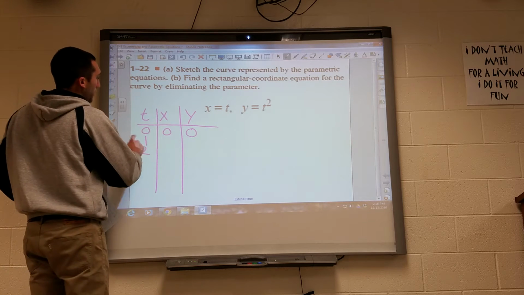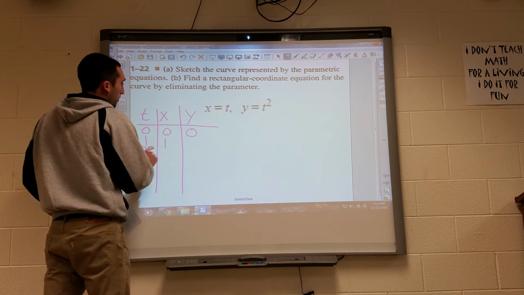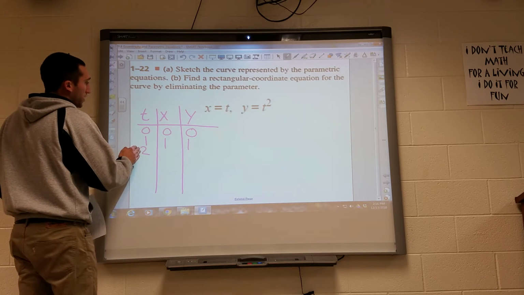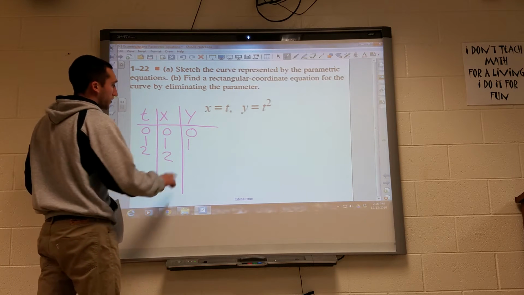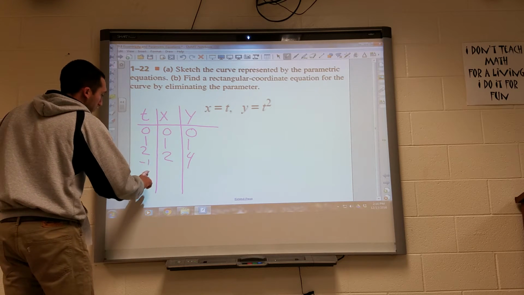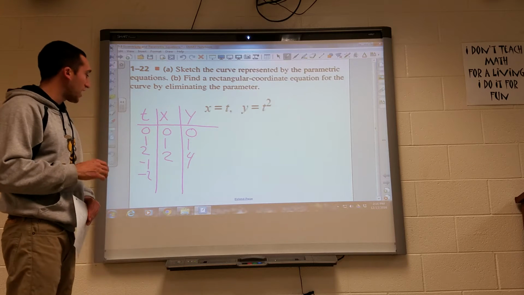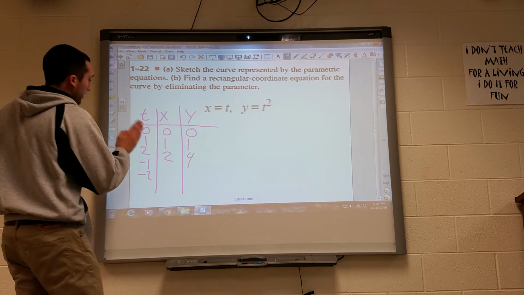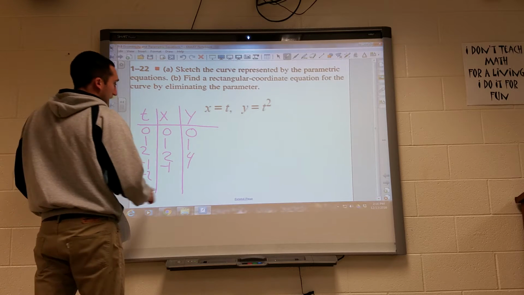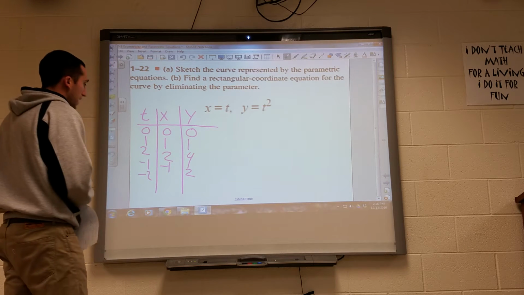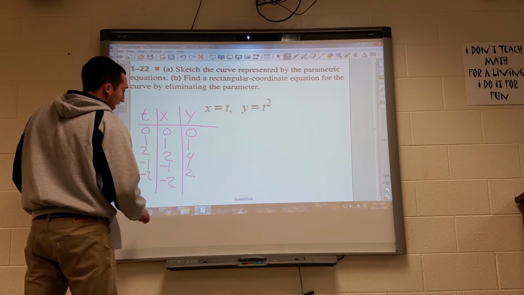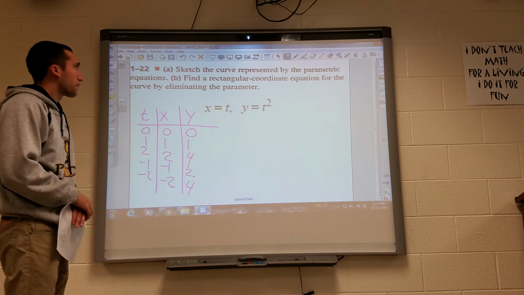When I plug a 1 in for t, I get a 1 back for x, and a 1 back for y. When I plug a 2 in for t, I get a 2 back for x and a 4 back for y. Let's do a couple of negative numbers to see what's happening on the negative side. If I plug a negative 1 in for t, I get a negative 1 for x and a positive 1 for y. If I plug a negative 2 in for t, I get a negative 2 for x and a positive 4 for y.